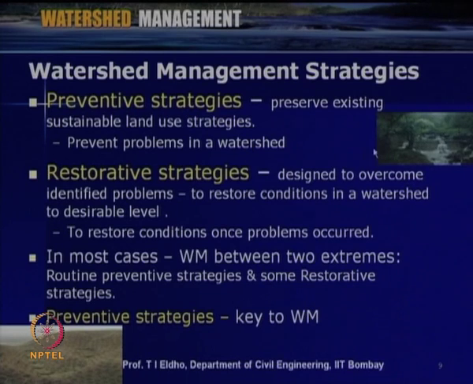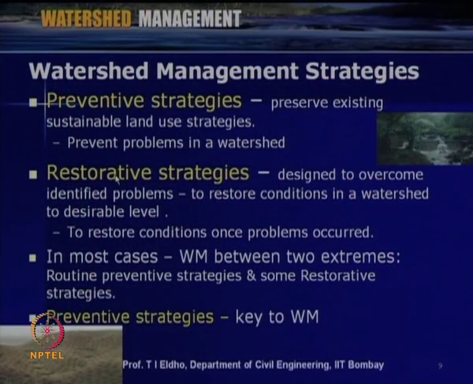You can see that in a natural watershed, there will not be much soil erosion, the land use will be in a better way, and sufficient vegetative cover will be there. So, in the preventive strategies, what we are trying to do is preserve these good aspects of what exists within the watershed, for sustainable land use and the sustainability of the total resource. Then the second one is the restorative strategies.